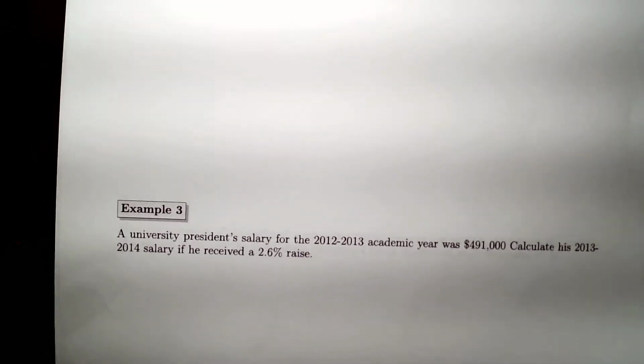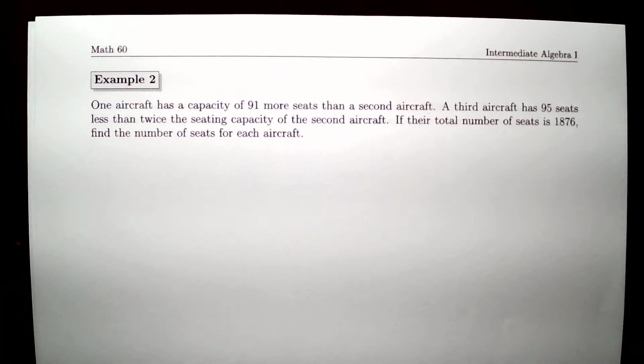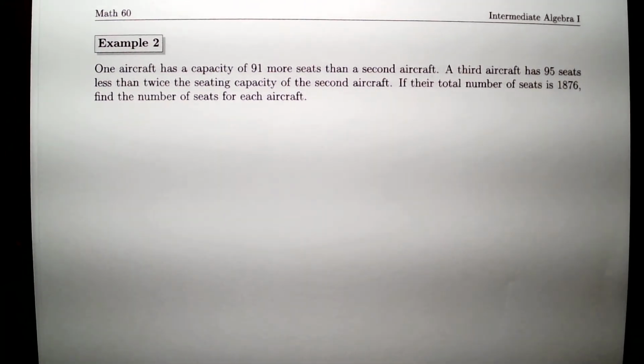So what are they telling us in this case? Well, it's at the top of the page. One aircraft has a capacity of 91 more seats than the second aircraft. A third aircraft has 95 seats less than twice the seating capacity of the second aircraft. If their total number of seats is 1,876, find the number of seats of each aircraft.